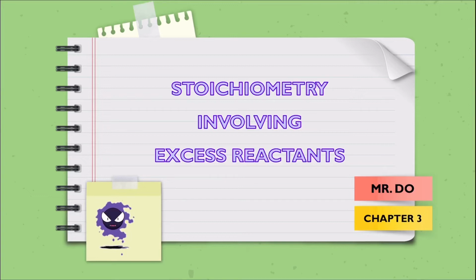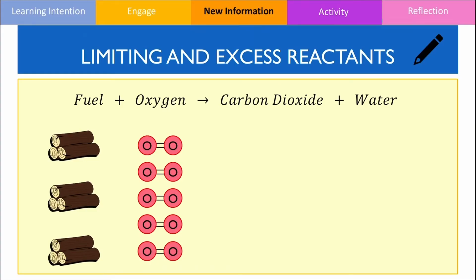Hello class, in this video we will be performing stoichiometry calculations involving excess reactants. In most chemical reactions, the number of moles for each reactant is usually different, where you normally have one of the reactants getting depleted first. Let's have a look at the combustion reaction down below.